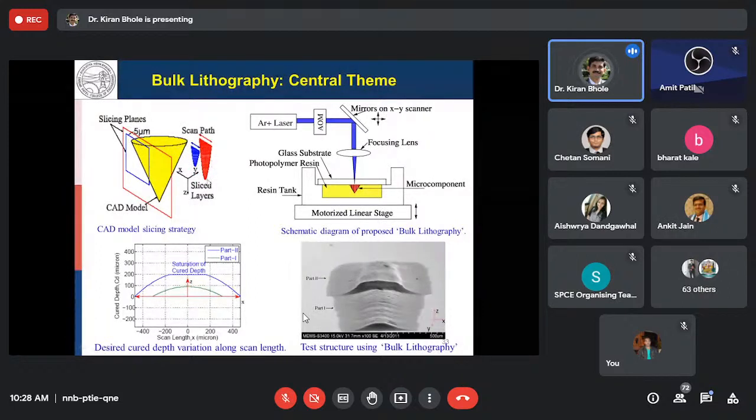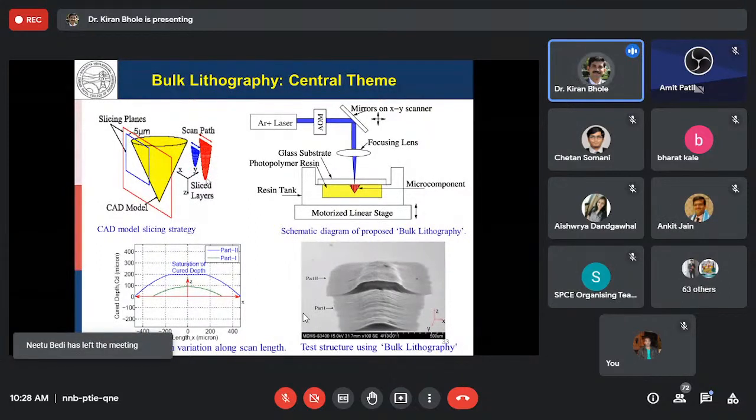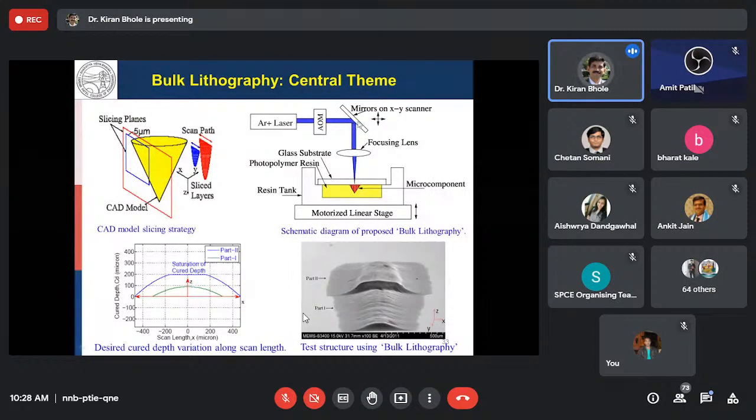Now, these particular slices are fabricated in bulk lithography here and mentioned over here. So we are having argon ion laser, then acoustic optical modulator, then the mirrors which are mounted on the XY scanner, then the focusing lens, and through the focusing lens, the focus point is focused at the interface between the transparent substrate and the liquid resin. So this is the difference point.